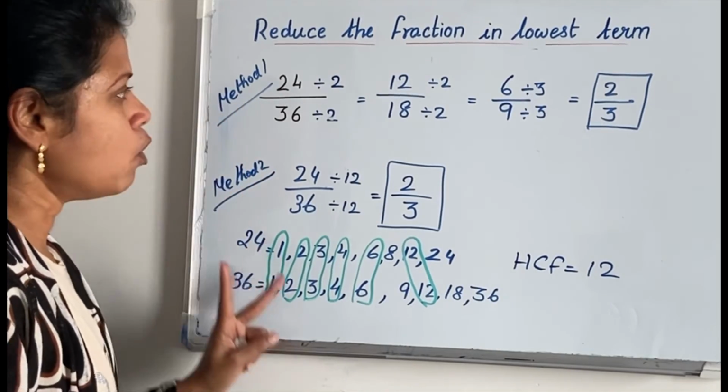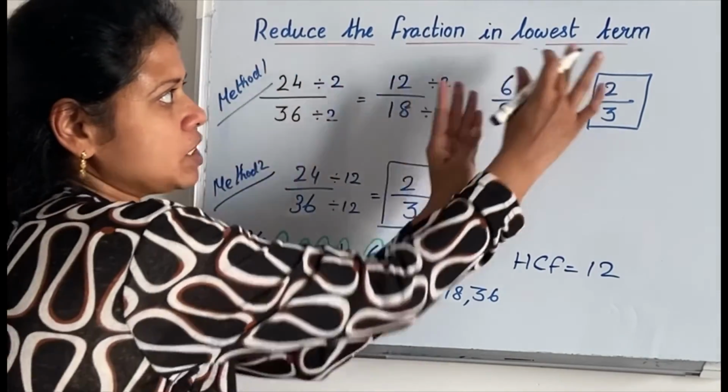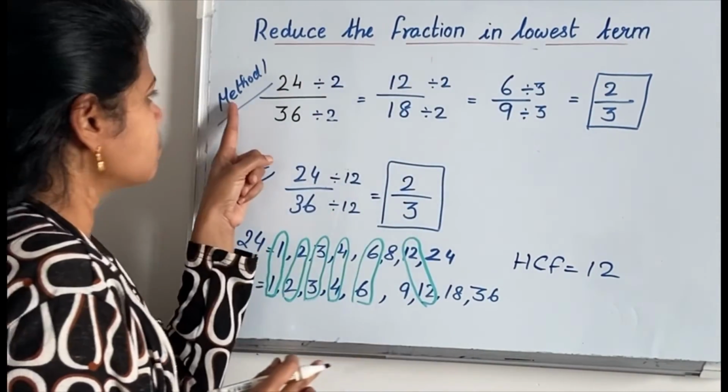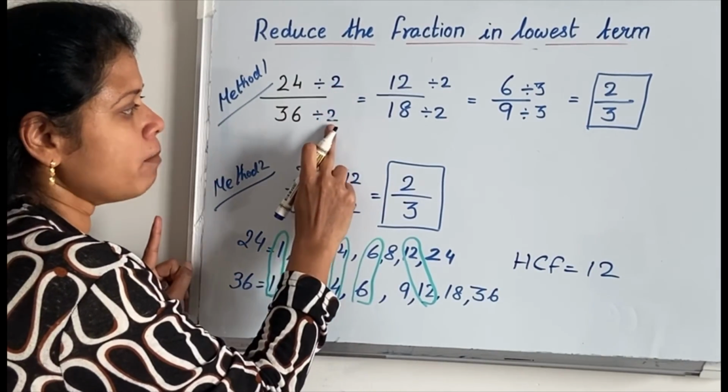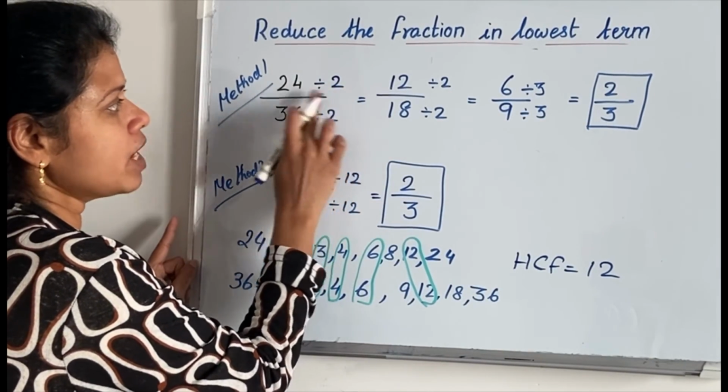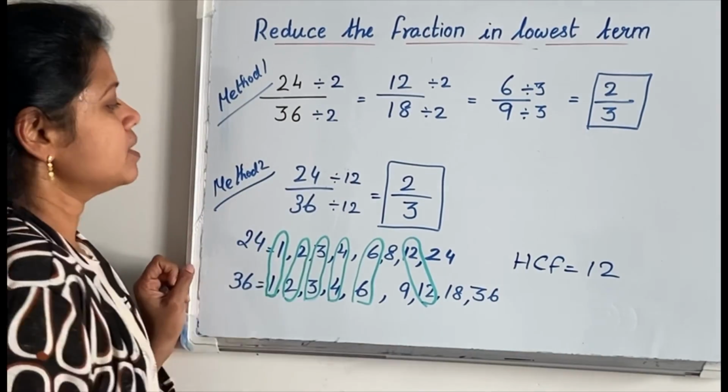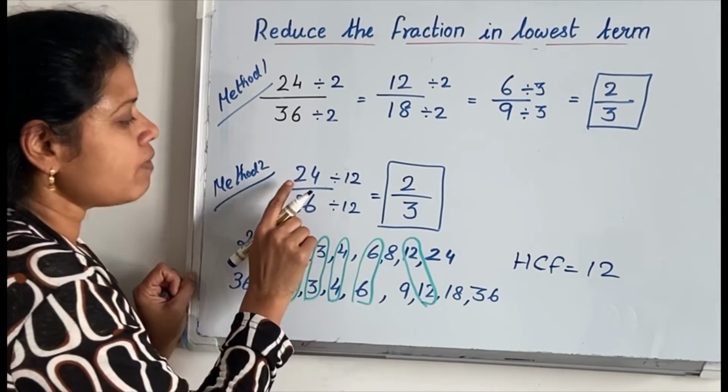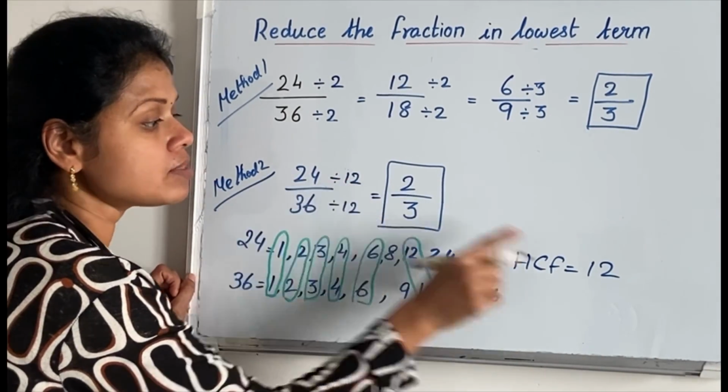So these are the two methods to reduce a fraction to its lowest term. The first method is dividing by using the common factor. The second method is dividing by using the highest common factor.